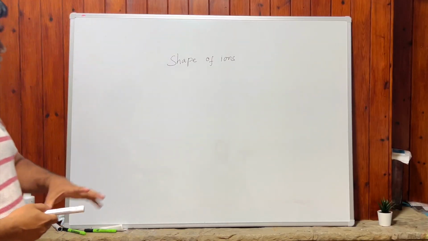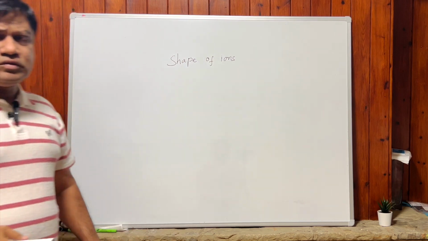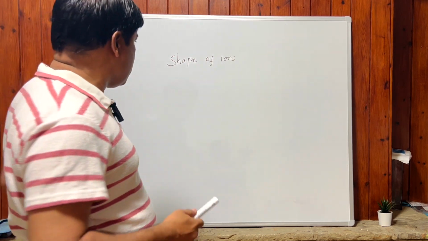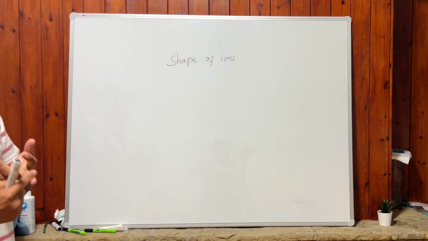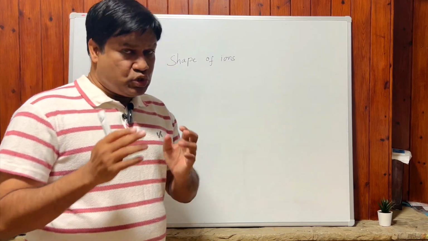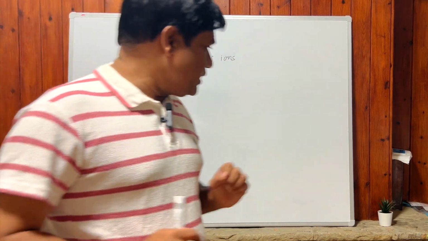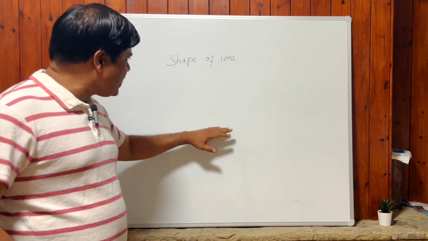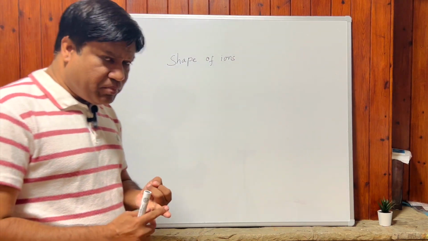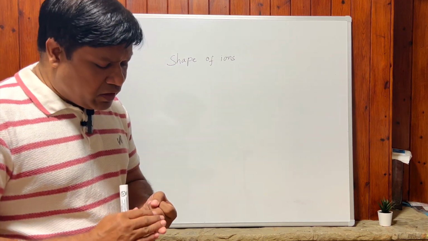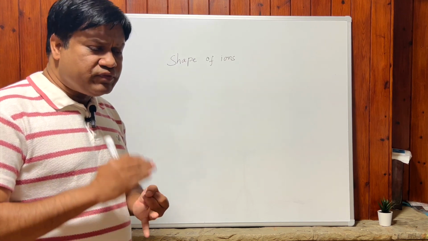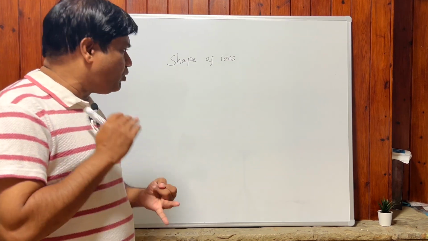Okay, now let's see shape of ions. Ions have either positive charge or negative charge. How do those positive and negative charges affect the geometry and bond angle? Let's see. Normally, the positive charge has no influence, guys. Like a pi bond, like a double bond and a triple bond, there is no effect of positive charge on the shape and the bond angle.